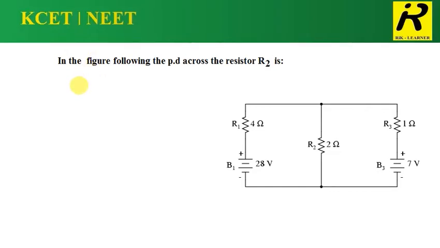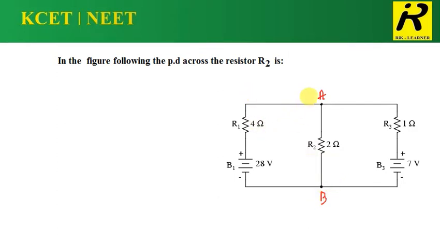And here you are seeing a question for KCET NEET. In the following figure, the potential difference across the resistor R2 is. We are having the picture here, and in this picture we are about to find the potential difference across the resistance R2, which is positioned here in the middle. I am calling the two points across this resistor as A and B.